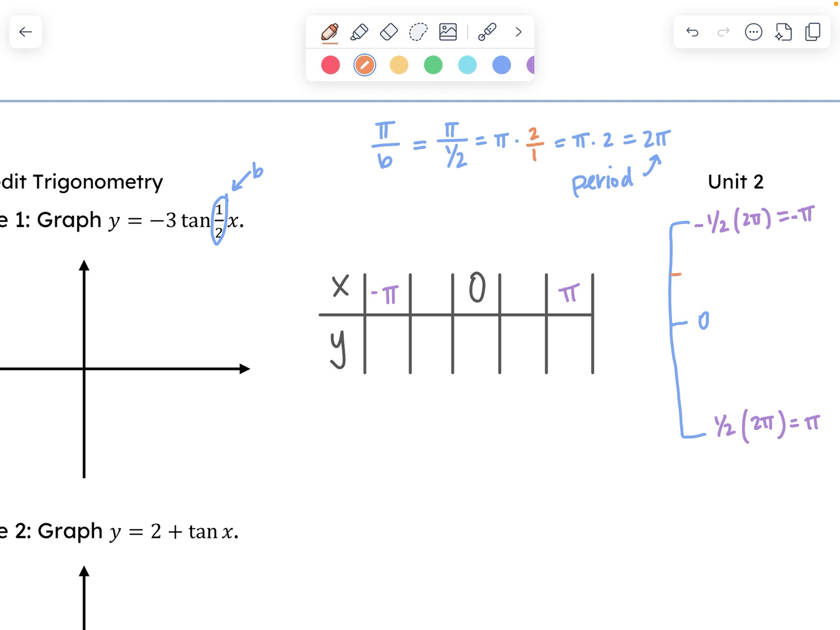So then from there, I need to go a fourth to fill in these spots. So negative 1/4 of 2 pi and 1/4 of 2 pi. So that gets me negative 2 pi over 4, or negative pi over 2. And right here, that gets me 2 pi over 4, or pi over 2. We can kind of see how we fill in from the middle out for tangent, as opposed to the other time with sine and cosine, where we would start on the far left and move over to the right.